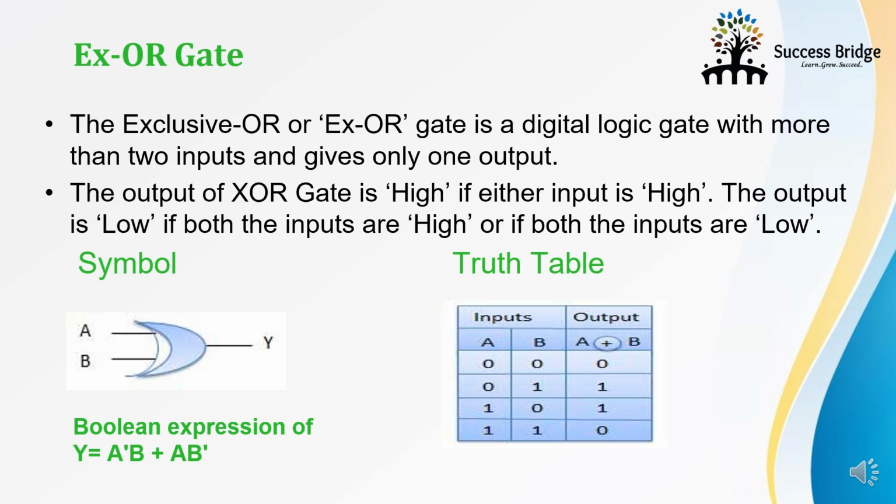One more property of the XOR gate is that it can behave as a buffer and as an inverter. It acts as a buffer when one of the inputs is grounded. When any one of the inputs is connected to VCC, then it acts as an inverter.